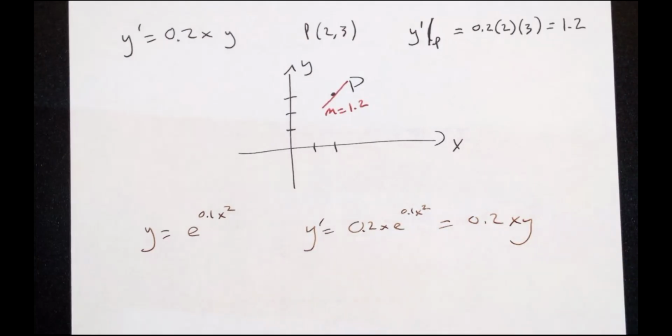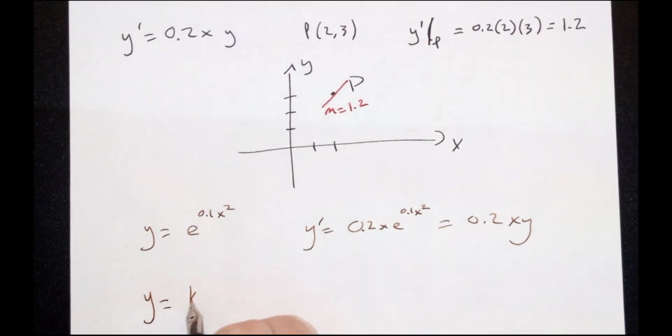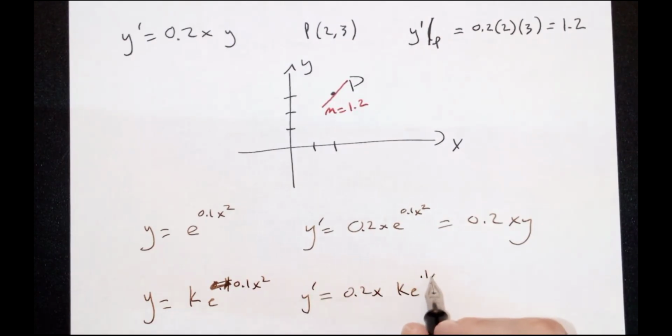And all that stuff, but that's y again, isn't it? This is the equation that governs my solutions, doesn't it? But I could also multiply by any number I want, couldn't I? I could put y equals k e to the 0.1 x squared, and then y prime would be 0.2xk e to the 0.1 x squared, which is still 0.2xy.